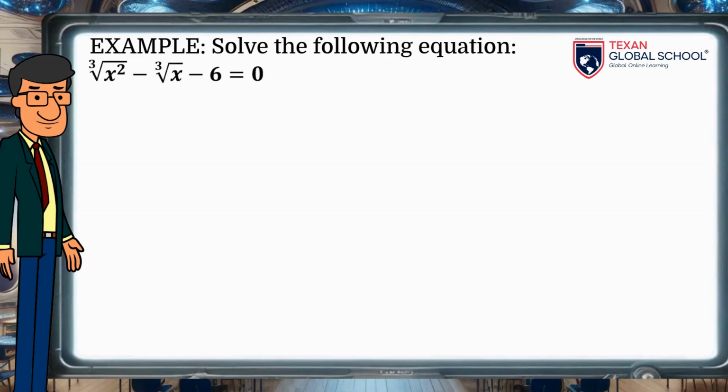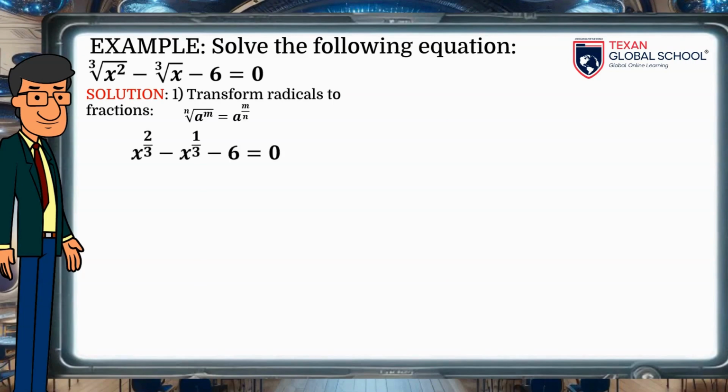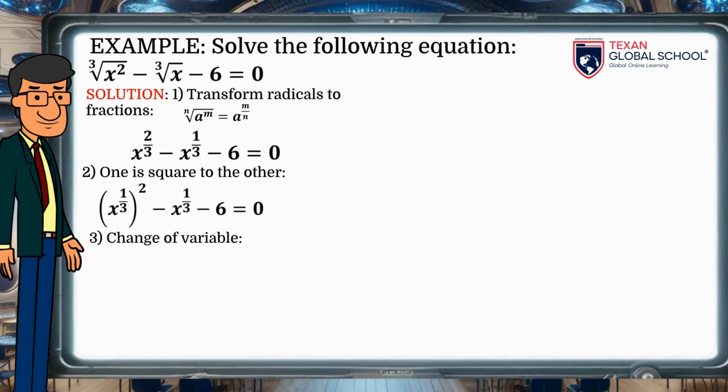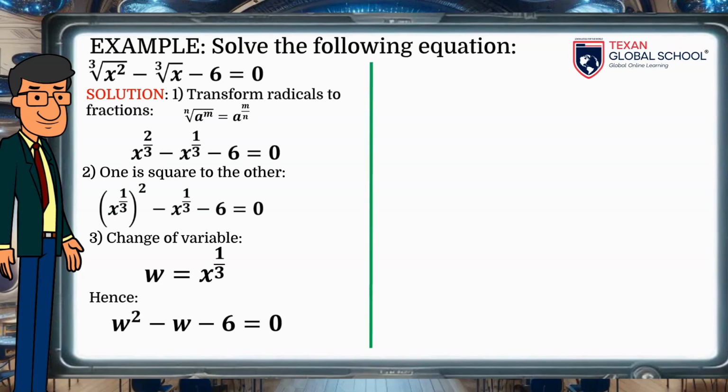In this last example, solve the equation with radicals. For this type of equations, it is suggested to transform the radicals into fractional exponents using the laws of radicals seen in previous classes. We can see then that the first term is the square of the second, so let us make a change of variable. Let us define w as x to the 1/3. By substituting, the quadratic equation w squared minus w minus 6 equals 0 results.